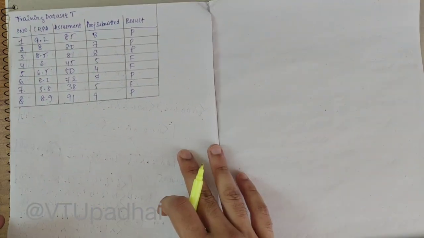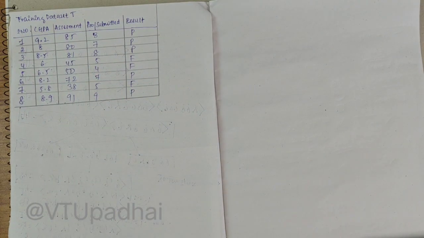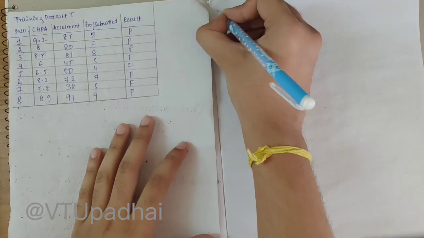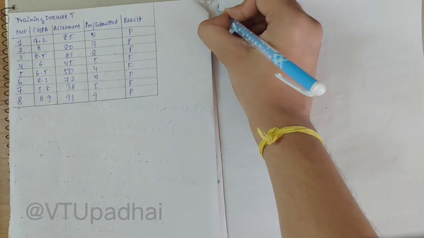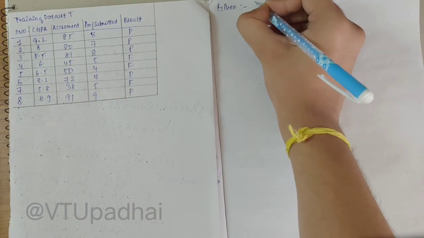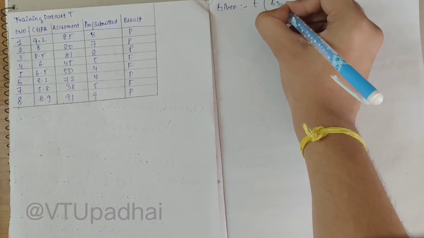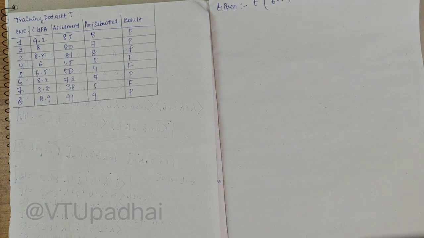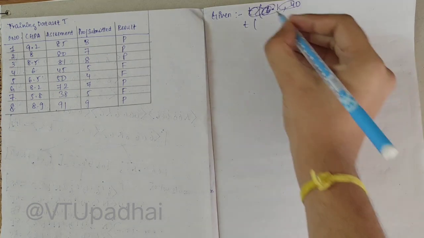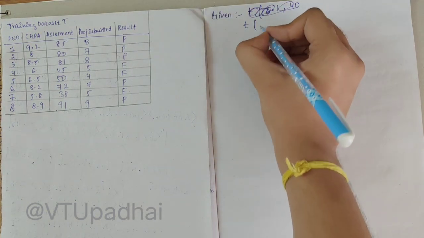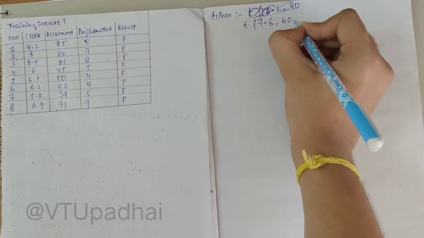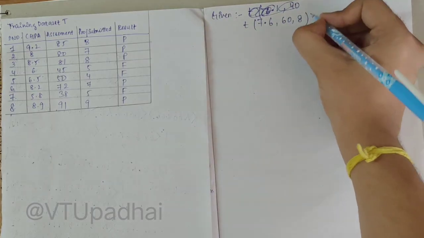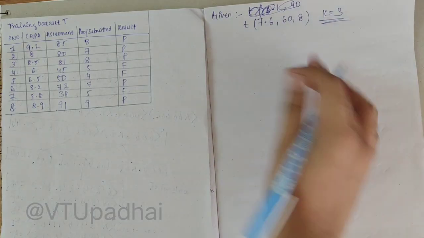Now let's solve the problem here. So let's consider the same example. For this also, first step, let me write the given instances. The given test instance is 6.1, 40. So let me write the given test instance values, that is 7.6, 60, 80. These are given, and the k value is taken as 3. So these are specified in the question.